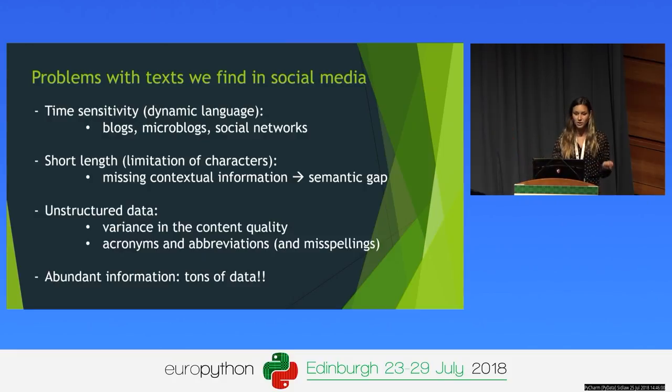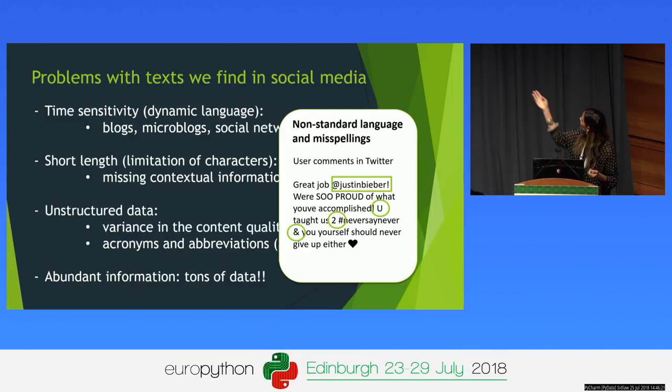Also, the problem of unstructured data. There are two variants. First, the variance of content quality. You see, there are people who write really well in a really polite manner, but then there are people who write the way words come out of their mind, and they don't try to make sense of the sentences. So this is a problem. And also acronyms and abbreviations, like U or TO in this case, or the AND, and misspellings, like where is a word, but how do you distinguish where from we are? So all of these problems you'll find in text analysis a lot.